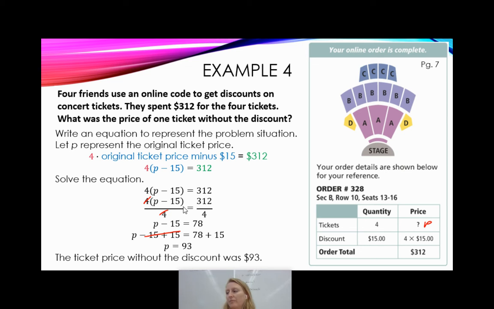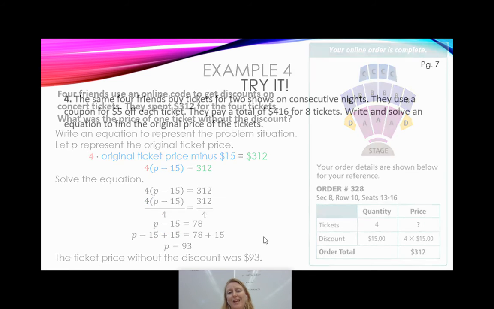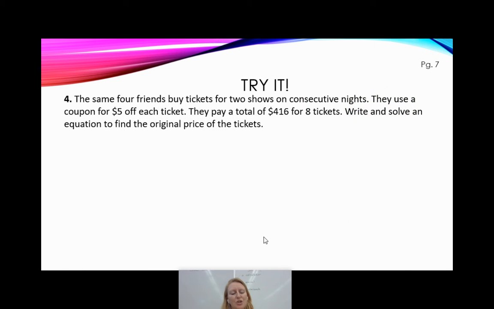Awesome. Again, this wasn't the only way to solve it. It's a way to solve it. But I would like you to try out number 4 now, all right? The same 4 friends buy tickets for 2 shows on consecutive nights.